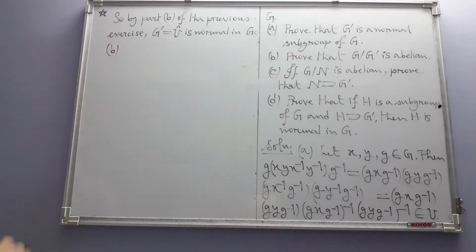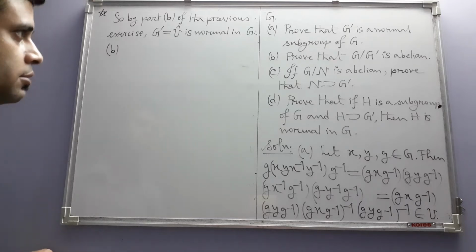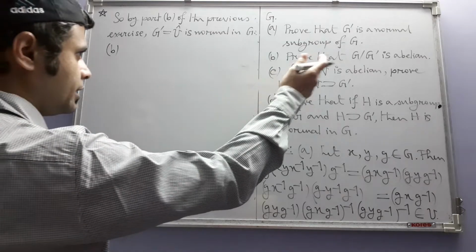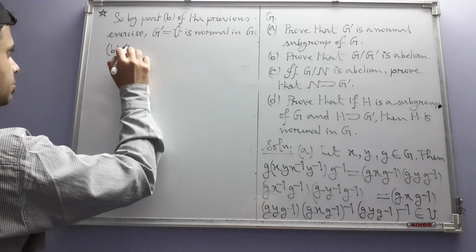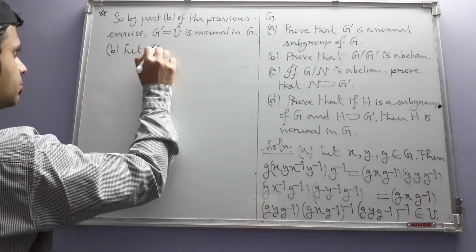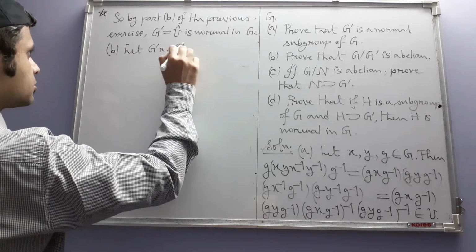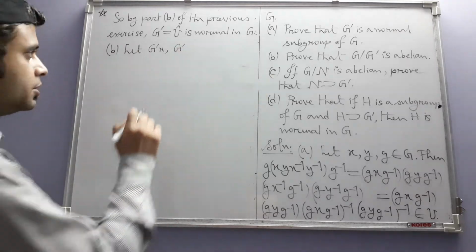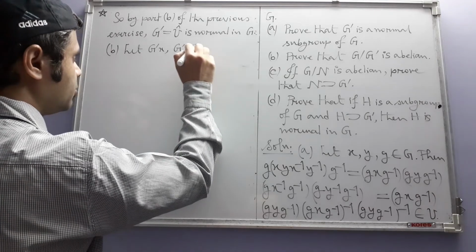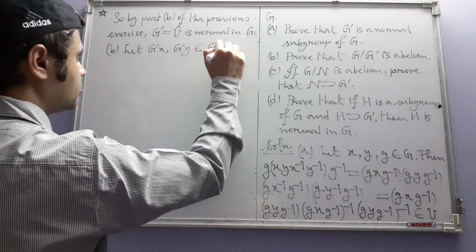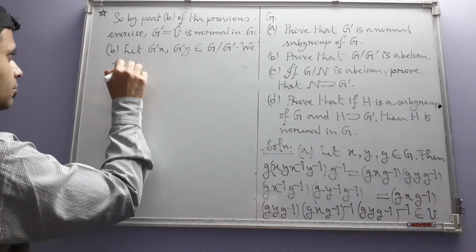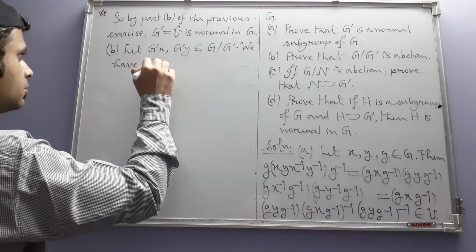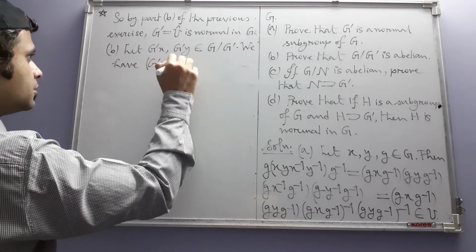Next part B. Here we have to prove that G by G prime is abelian. This we will show directly by taking two elements of G by G prime and showing that they commute. Let G prime x, so the elements here will be cosets of G prime, and G prime y belong to G by G prime. We have G prime x, G prime y.